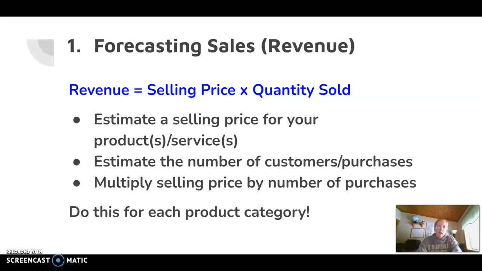Then you're going to estimate the number of customers or purchases. You might have one customer that makes multiple purchases throughout a given month. Then finally, we take that selling price and we multiply it by the number of purchases. Now we have to go through this process for each product category. Some of you might be selling just one thing, either one service or one item, one widget. But many of you could have businesses that have multiple product categories. So let's look at an example of what that might look like.